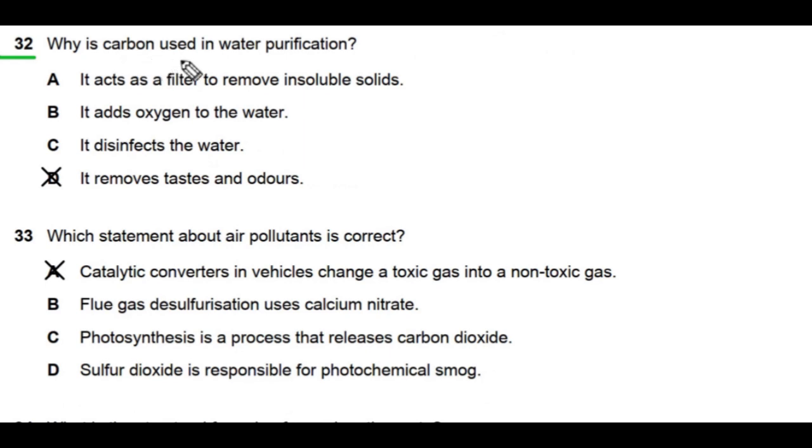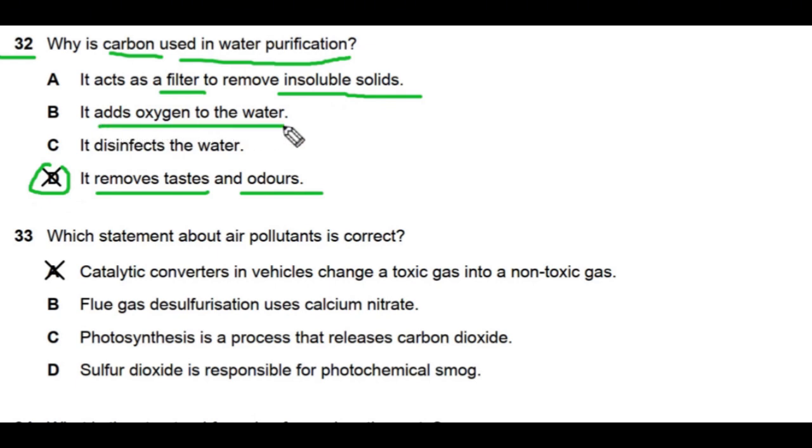Why is carbon used in water purification? It removes taste and odors. D is the right answer. The function of carbon in water purification is that it removes taste and odor. Why is A wrong? It acts as a filter to remove insoluble solids. No, this is wrong. It adds oxygen to the water. Wrong. It disinfects the water. Disinfecting is done by chlorine, not carbon. So this is the right answer.